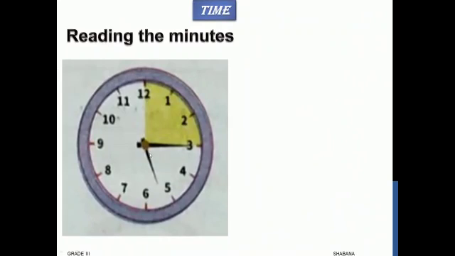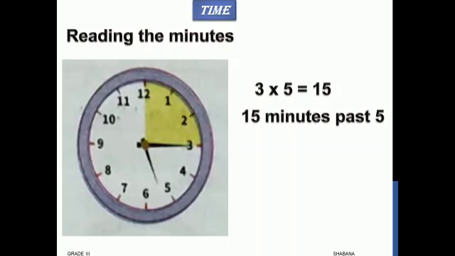And here the short hand is in between 5 and 6 and the long hand denotes 3. So to find the minutes, we have to multiply this number with 5. So 3 5s are 15. And we can read the time as 15 minutes past 5. So 5:15.